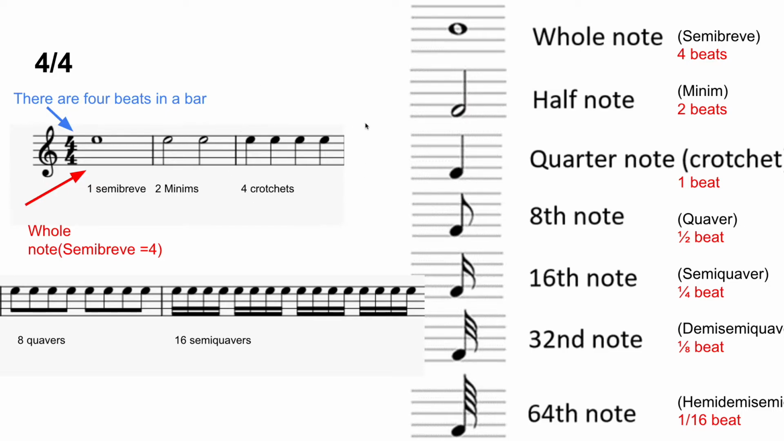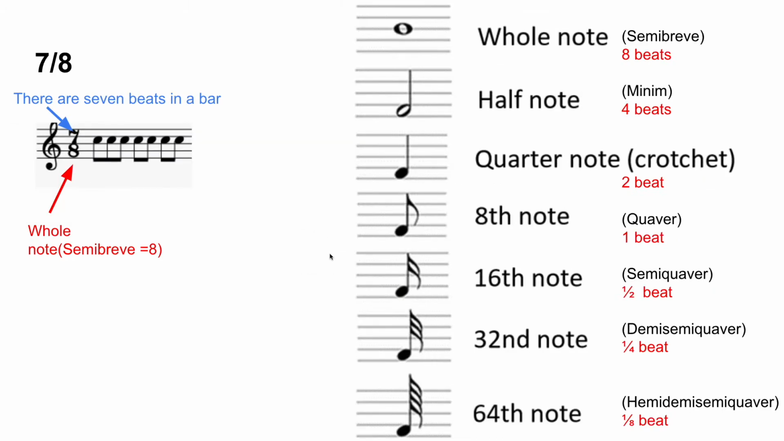So there's 4 crotchets. We might have 2 minims. We might have 1 semibreve. We might have 8 quavers. We might have 16 semiquavers, because all of those are equivalent to our 4 crotchet beats. And indeed, we might have any combination of those note values, provided that each bar adds up to those 4 crotchet beats. So let's have a look at a couple more examples just to get really comfortable with the concept.